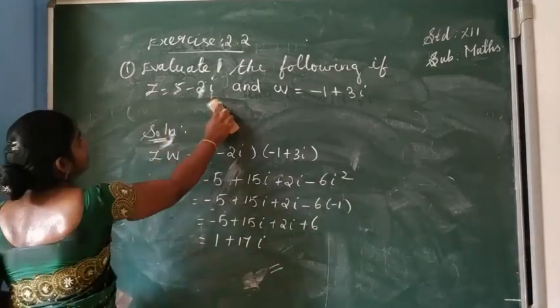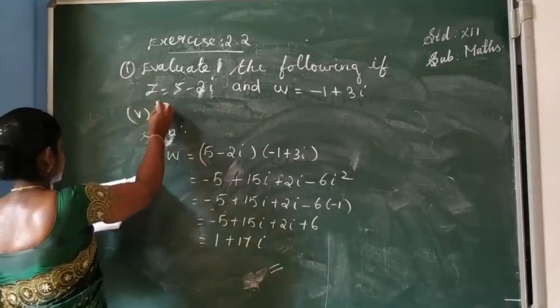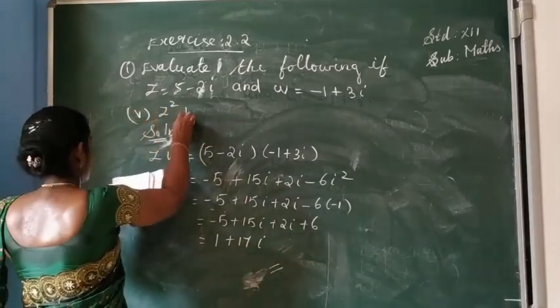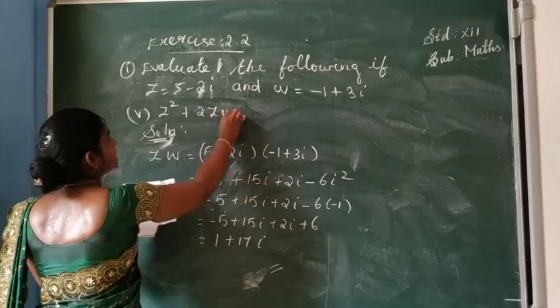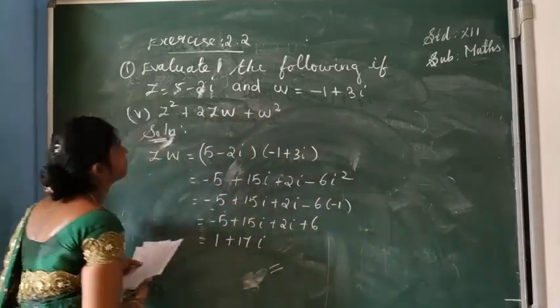Then fifth solution. So z square plus 2zw plus w square.